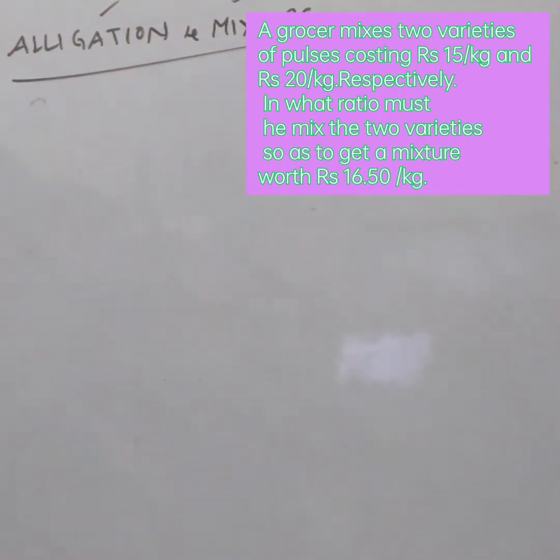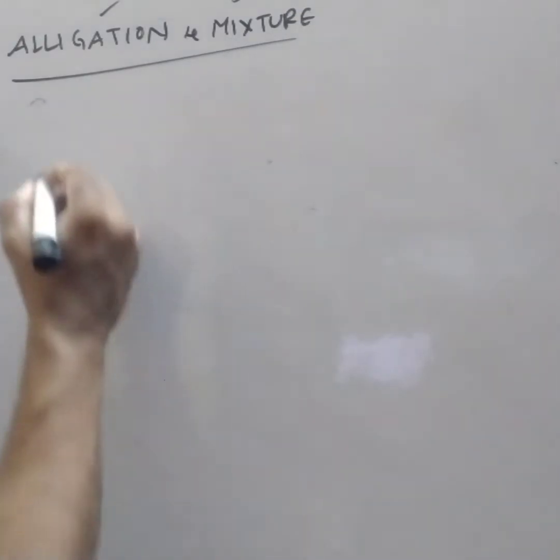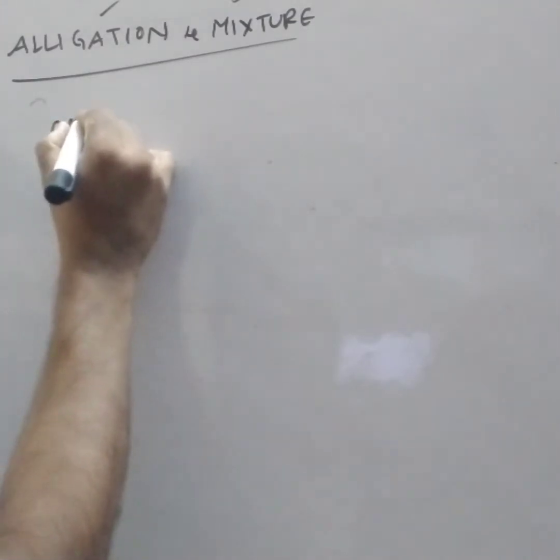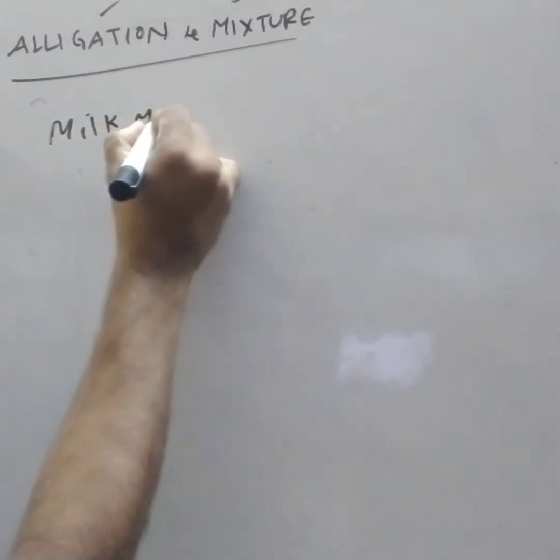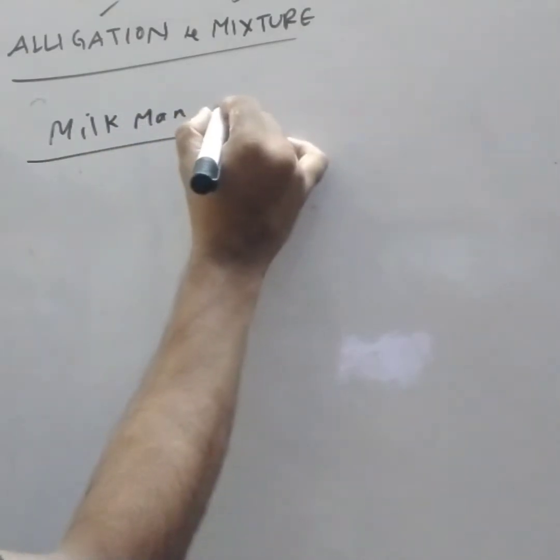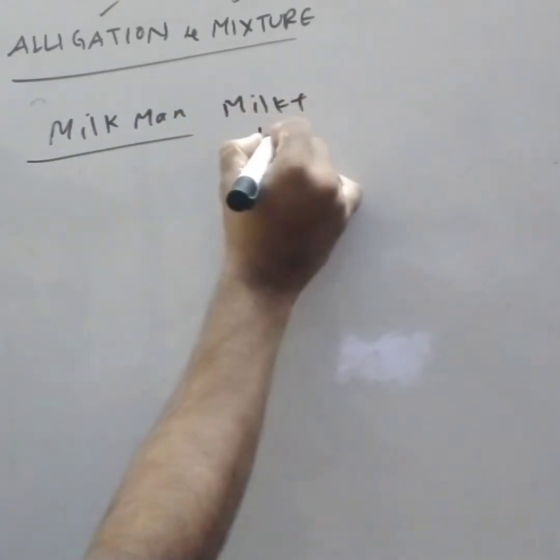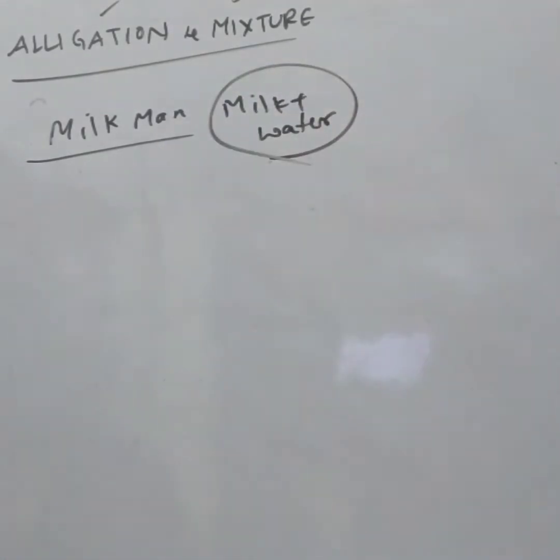Let us see the second question. In what ratio must water be mixed with milk, costing 12 per liter, to get a mixture of rupees 8 per liter? You know that the milkman is there. The milkman will always mix water so that he will get a profit. So in what ratio must he take the milk and water?